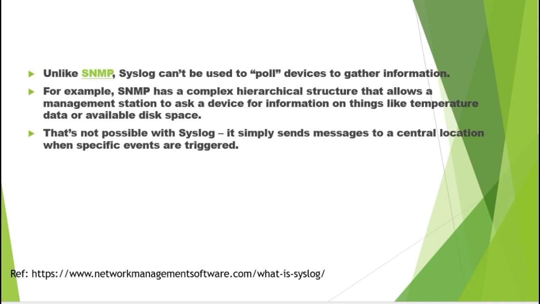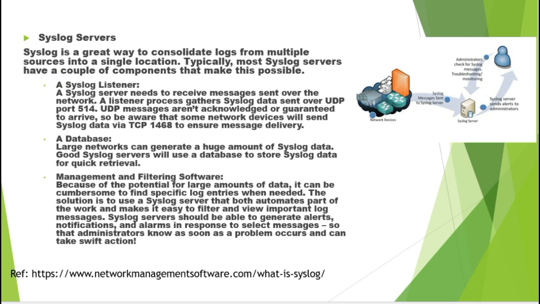Syslog simply sends messages to a central location, for example, a syslog server, when specific events are triggered. Syslog is a great way to consolidate logs from multiple sources into a single location. Most syslog servers have a couple of components that make this possible. One, a syslog listener. A listener process gathers syslog data sent over UDP port 514. UDP messages aren't acknowledged or guaranteed to arrive. So syslog may use TCP to ensure message delivery.